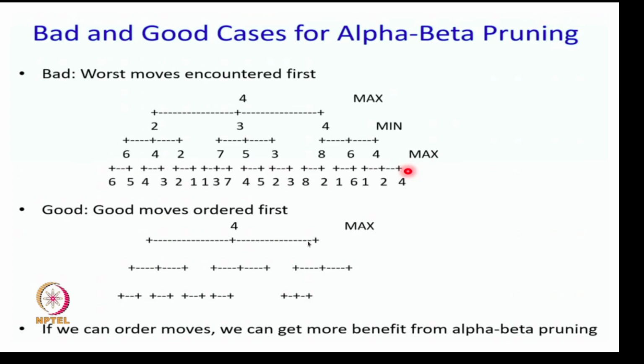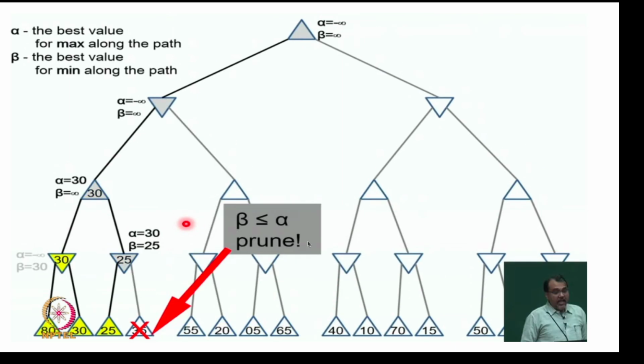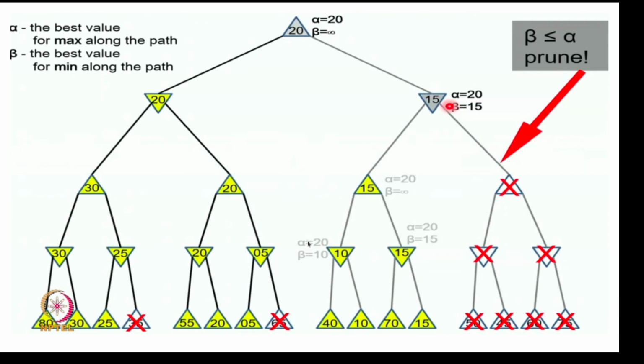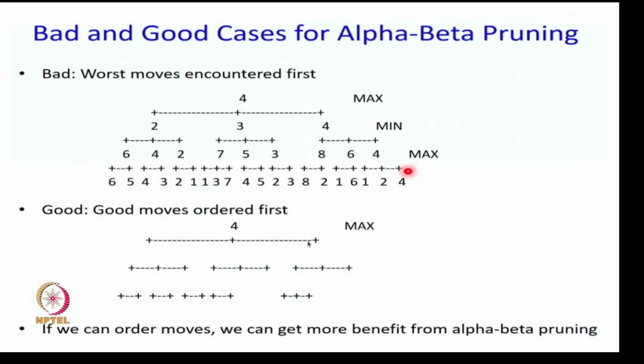Because you are not finding any such scenario where beta is lesser than alpha. You are not finding any such situation here. So there is no pruning at all. So this is where the alpha beta pruning will work only as effectively as minimax.